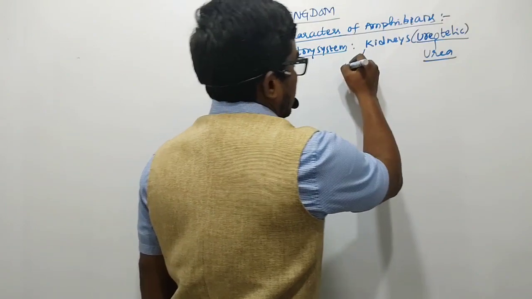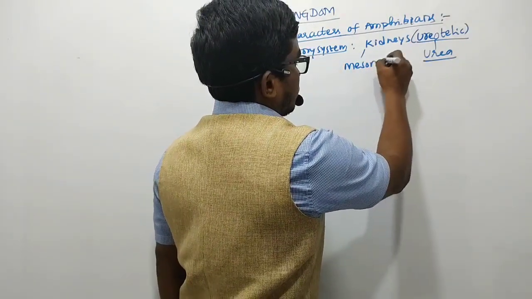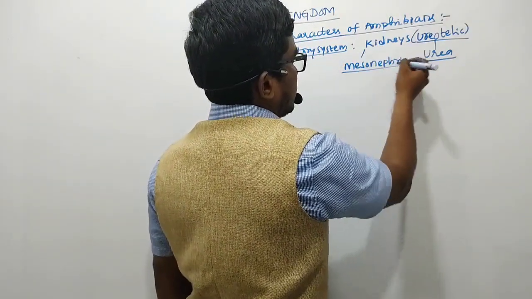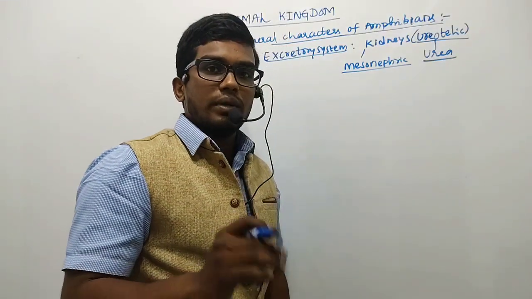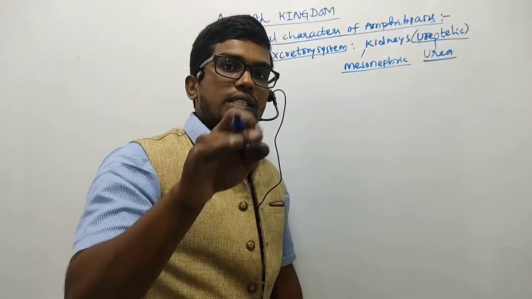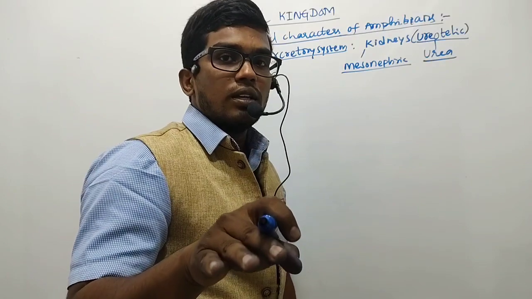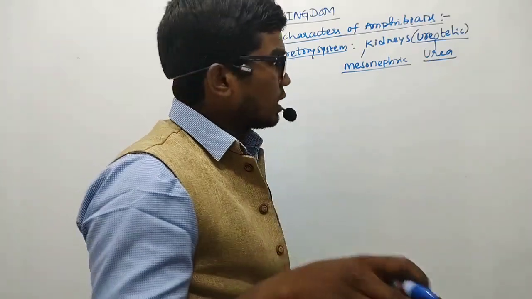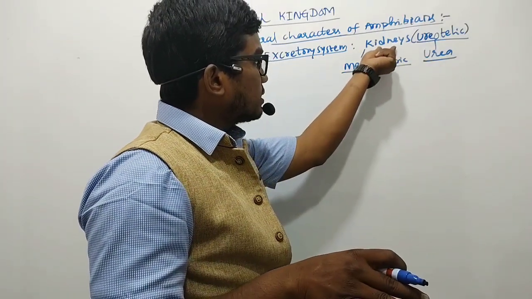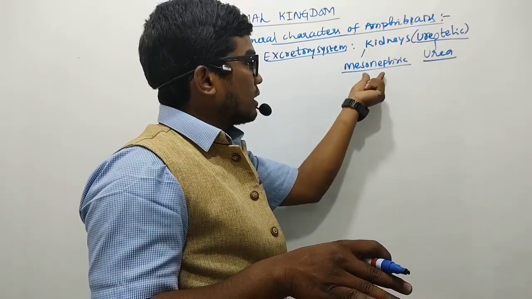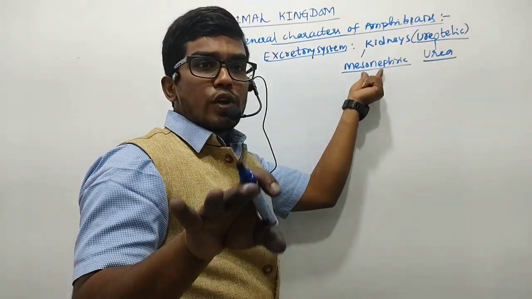The kidneys are mesonephric. So remember, that means they are formed from the intermediate mesoderm, the primary germ layer. Intermediate mesoderm helps in the formation of the excretory organs in the case of amphibians. That's why we use the term mesonephric.